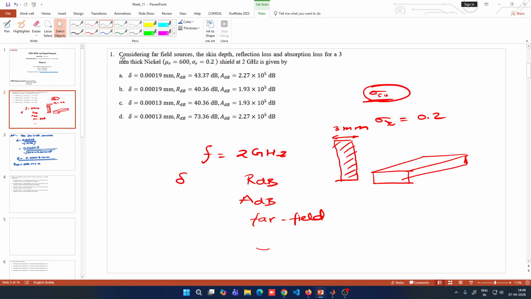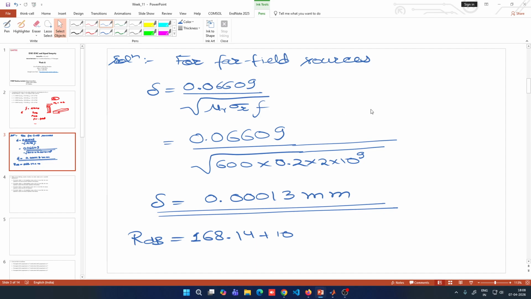So we are solving question number 1. Considering far field sources, the skin depth, reflection loss, and absorption loss for a 3 mm thick nickel shield at 2 gigahertz is given by. We have already found out the skin depth for that nickel shield of 3 mm thickness. And now we are finding out the reflection loss. So the formula is 168.14 plus 10 log 10 of sigma, the relative conductivity of nickel, divided by mu r into the frequency.